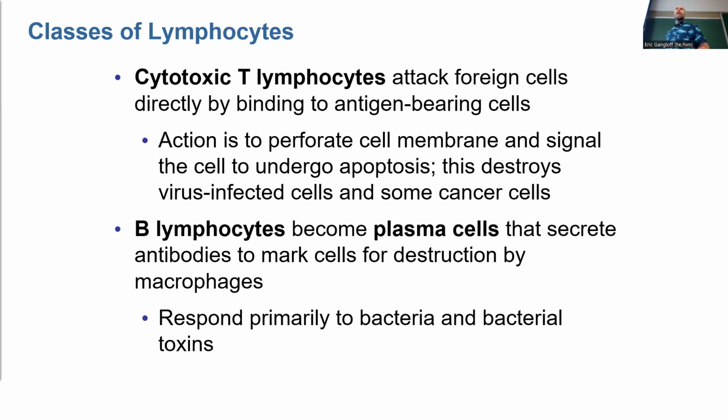I'm going to show you this in diagram form next, but just to review, the T cells are directly attacking your own cells that have become infected or cancerous. B cells are becoming plasma cells and then marking bacterial cells primarily for destruction. There's a nice diagram in your book that I'll show you here, but let me get Morgan's question first.